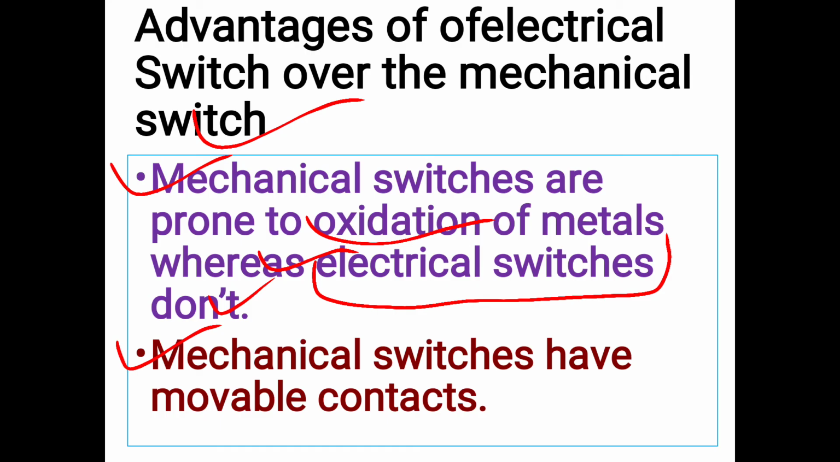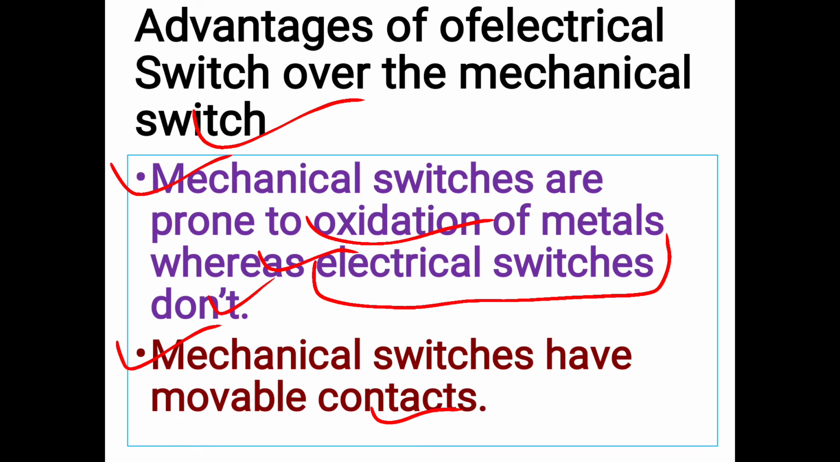The second point is that mechanical switches have movable contacts. Due to the movable contacts, there will be some frictional force generated between the two surfaces, so it will also cause wear and tear in this part. So mechanical switches may be damaged after being used for a long time. So this is one of the disadvantages. But instead of this mechanical switch, if we use an electrical switch, then we will have some advantages over it.